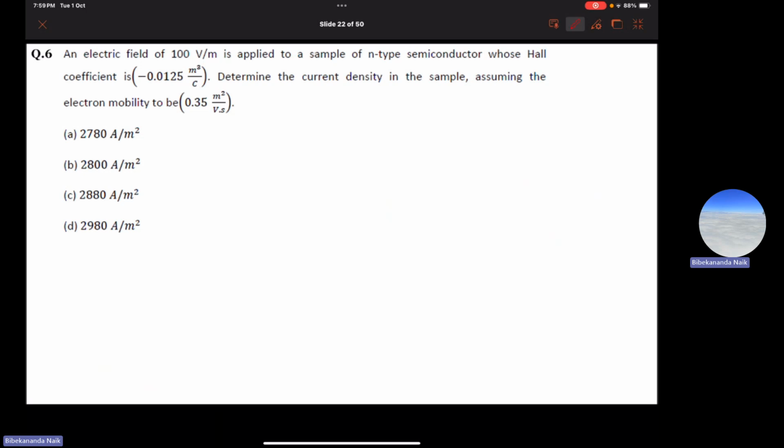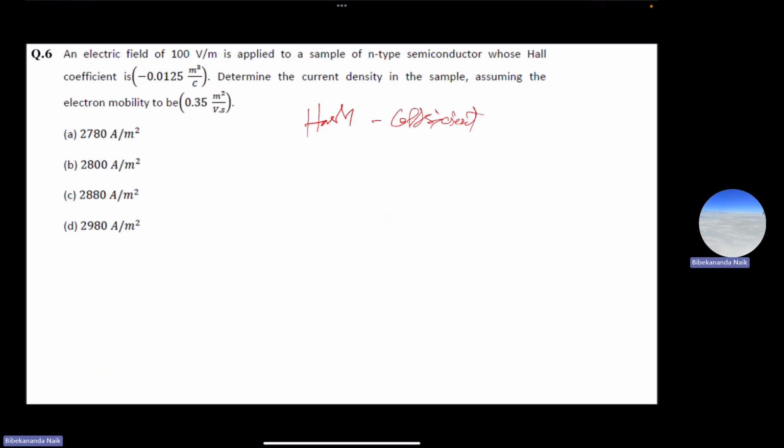So this question is based on the Hall effect. We know the Hall coefficient of an n-type semiconductor. It is given the sample is n-type semiconductor. So the Hall coefficient R_H will be 1 by Ne, where N is the concentration and e is the charge. So from here we can calculate the electron concentration, and then we know the conductivity. Conductivity is sigma. Since it is n-type semiconductor, sigma will be N e mu n.